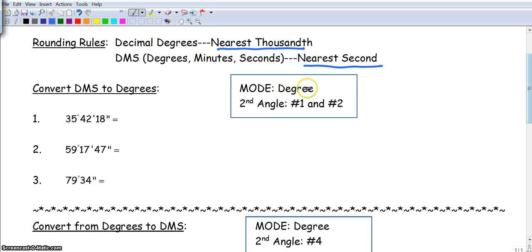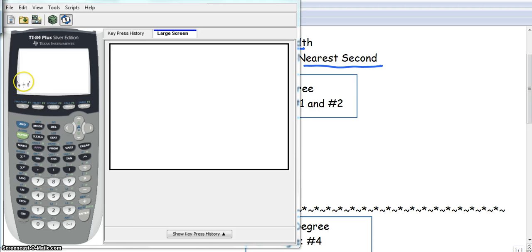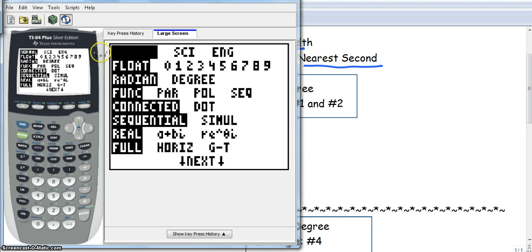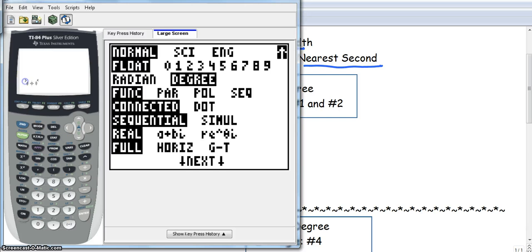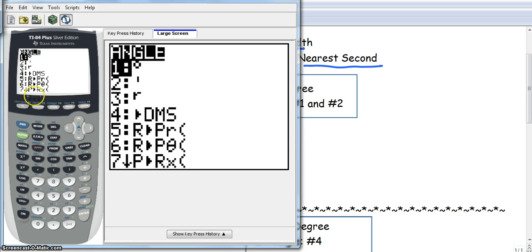Alright, so here's how we get started. The first thing you need to know is that your calculator needs to be in degree mode. You can check that by clicking on the mode button on your calculator, and you can see right now that mine is in radian mode. So I'm just going to go down and move over and press enter, and now we are in degree mode. The other thing that you need to know is the second angle prompt. We're going to be using option 1 degrees, option 2 minutes, and option 4 DMS during today's lesson.